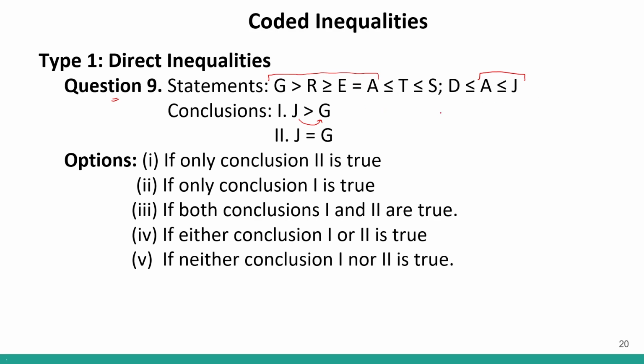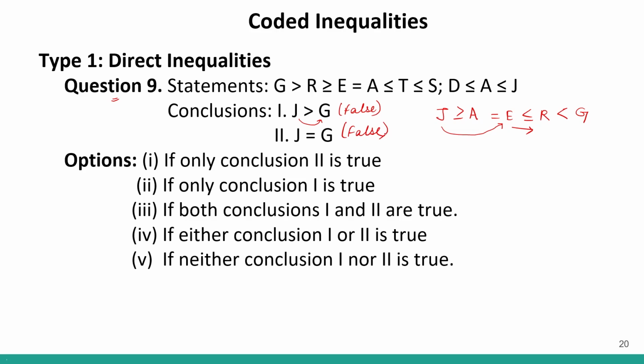So if I combine them, I can see J is greater than or equal to A, which is equal to E, which is less than or equal to R, which is less than G. Okay, so if I proceed forward from J to G, I can proceed up till E. But then I cannot go forward because we don't have a bigger door. We move from a bigger door to a smaller door. So the relationship between J and G cannot be identified. So both these options will be false. We cannot determine the relationship between J and G.